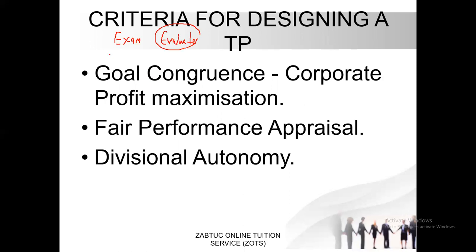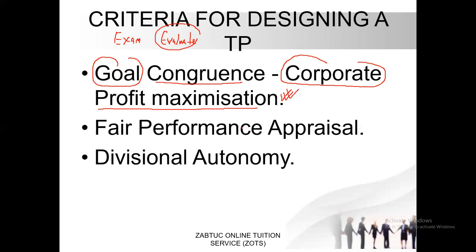A good transfer pricing system should support goal congruence. A good transfer pricing system should lead to what? Corporate profit maximization. Overall corporate profit maximization. I can give you an example. We have got our two divisions, A and B.